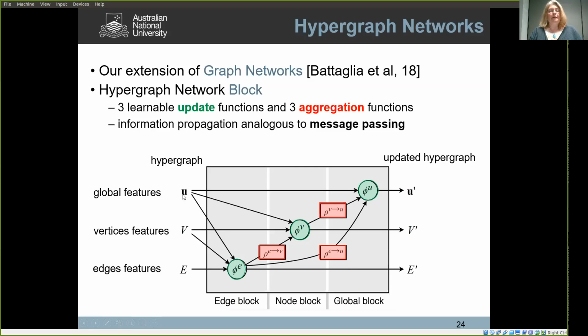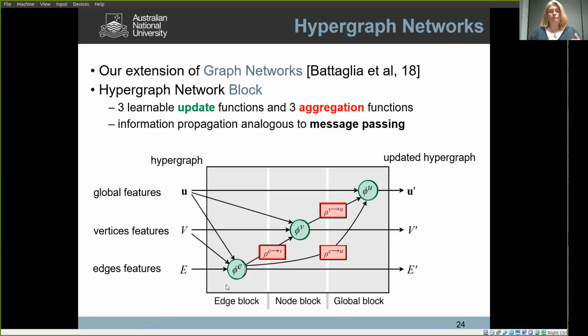So in our case, a hypergraph is represented by a number of hyperedge features, vertex features, and global features, where the global features are going to encode the heuristic function. And so we're going to need 3 update functions, which are represented in green here, one for the hyperedges, one for the vertices, and one for the globals. We're also going to need 3 aggregation functions represented in red, which are going to pool various features and aggregate information through the hypergraph.